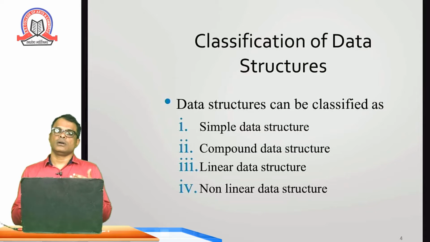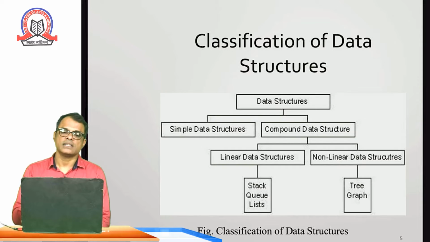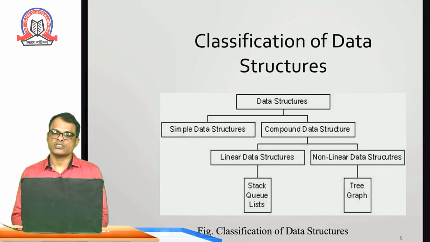Now let's start with the classification of data structures. First we have to understand how these data structures are classified. They are classified as simple data structure, compound data structure, linear data structure and non-linear data structure. So there are four classifications. If I have to show it diagrammatically, you can see it like this. Data structure is divided into two: simple data structure and compound data structure, and then compound data structure is divided into two: linear data structure and non-linear data structure. Stacks, queues and lists are under linear data structure, and non-linear data structures are trees and graphs.